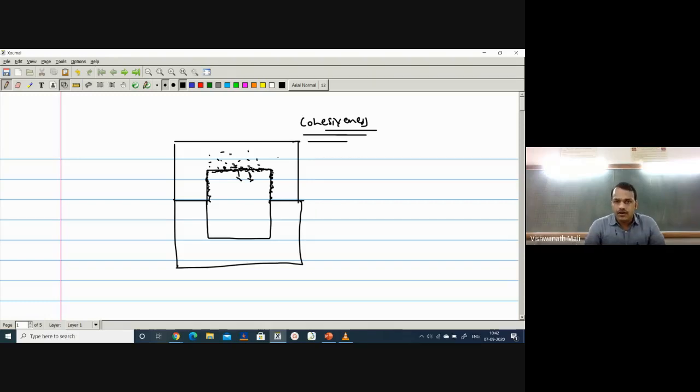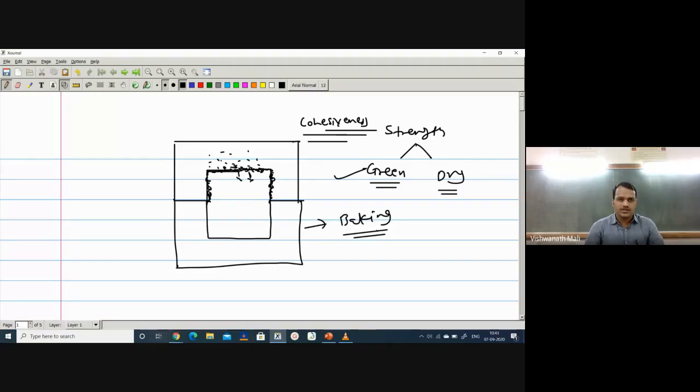Then what we have seen, cohesiveness means strength. There are two strengths, green strength and dry strength. What is green strength? Green strength means, now we have prepared this cavity, so this is fresh sand. If your particles remain at this location, stick to each other and do not fall, then it is called having good strength. What is dry strength? We are baking this to remove the moisture content.